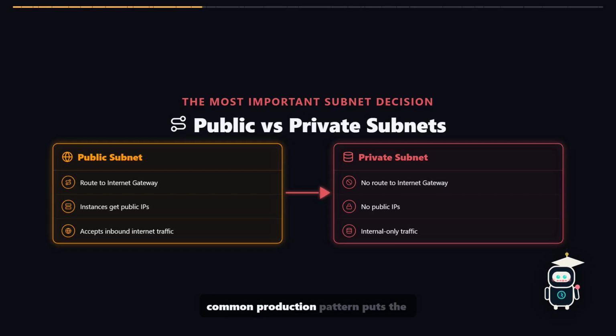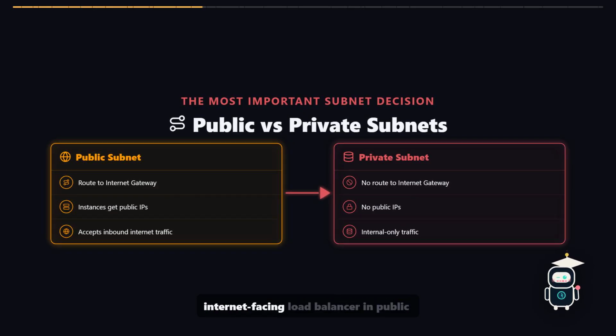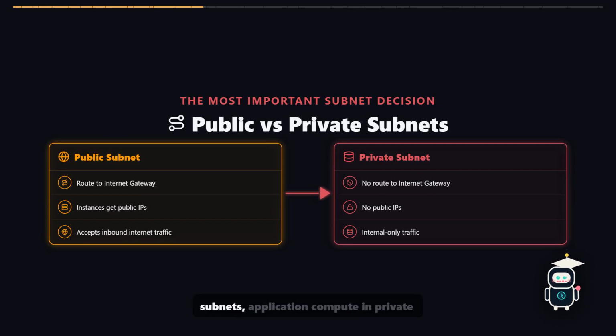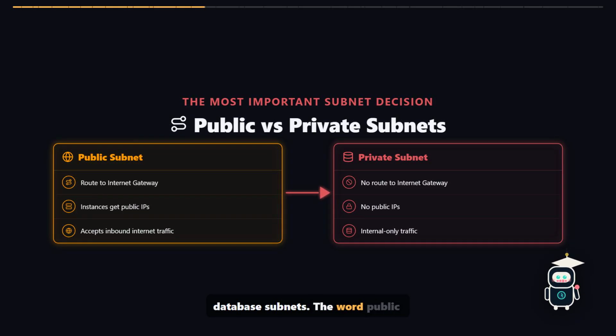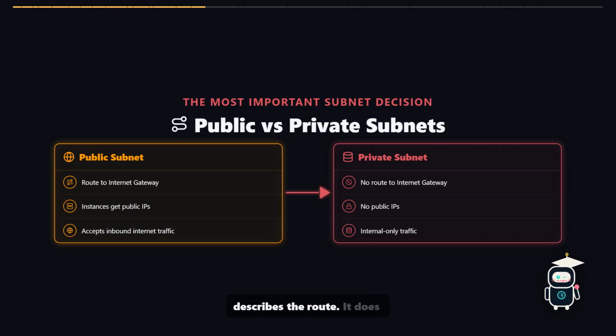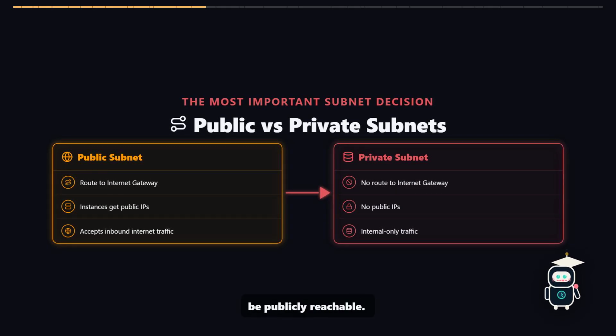A common production pattern puts the internet-facing load balancer in public subnets, application compute in private subnets, and databases in private database subnets. The word public describes the route. It does not mean every workload should be publicly reachable.